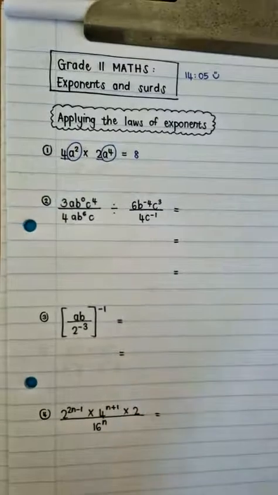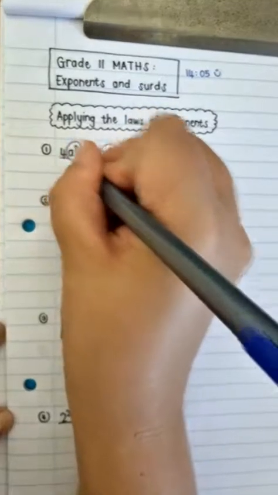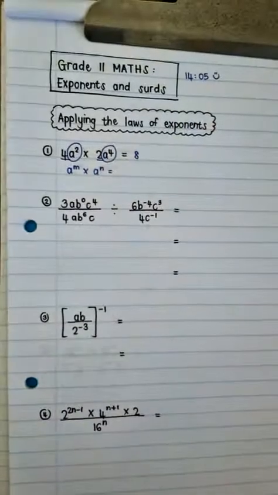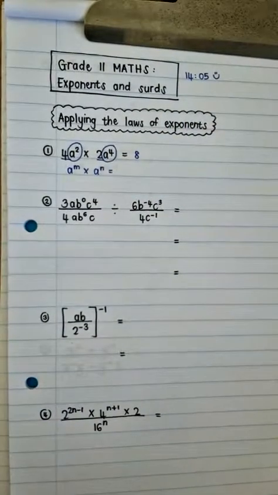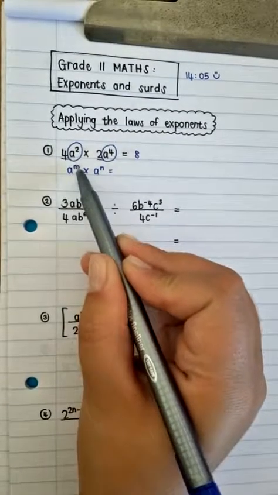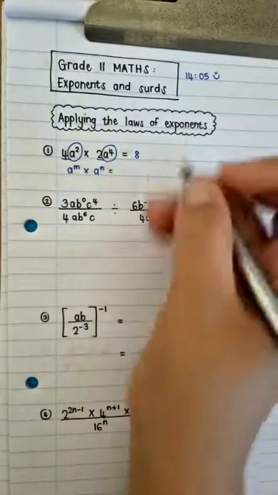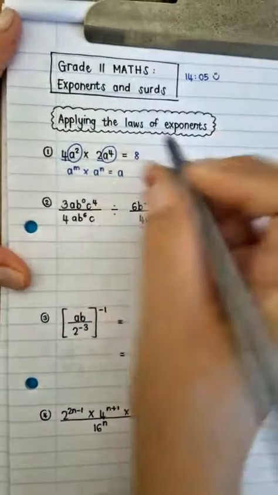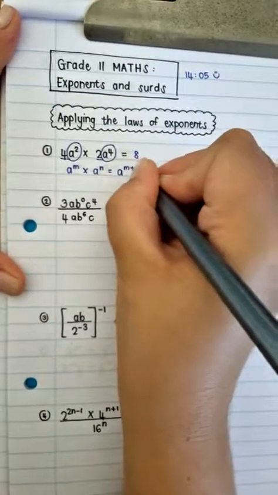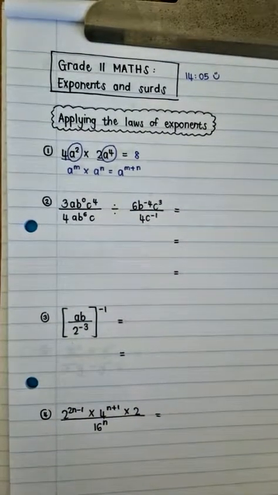Whenever we see that, we remember this law, which is that a to the power of m, and it doesn't have to be an a, it can be any variable or numbers. If you have a base to the power of m multiplied by that same base to the power of n, then we keep the same base, so the base does not change, but we add those exponents together. And I'm sure you guys know this. This is probably like second nature to you by now.